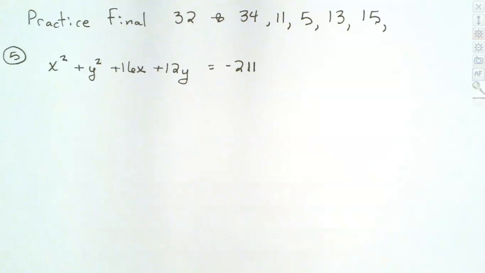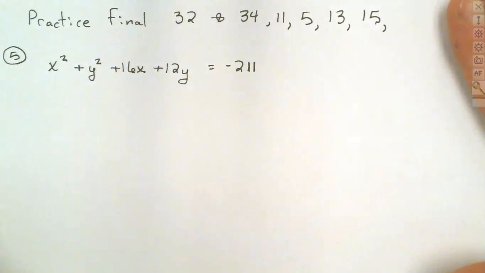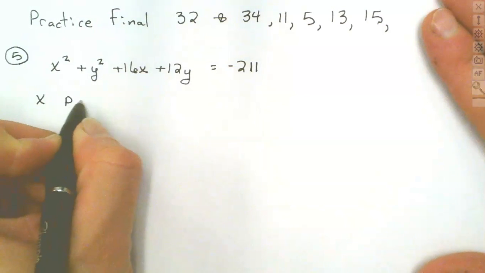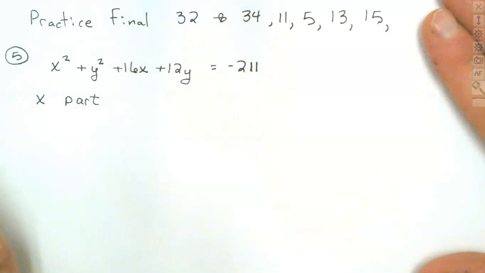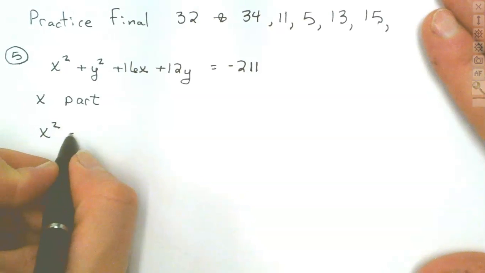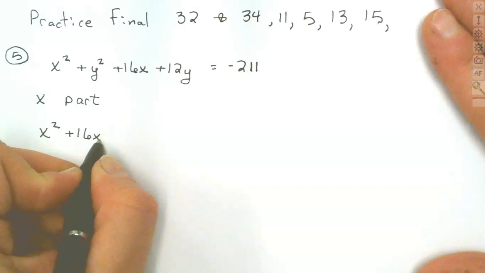Now, what do we need to do? We need to find the center and the radius so we can get the center-radius form of this circle, if it is a circle. It may or may not be. So how do we do that? We have to complete the square. So we look at the x part. And the x part is x squared plus 16x.